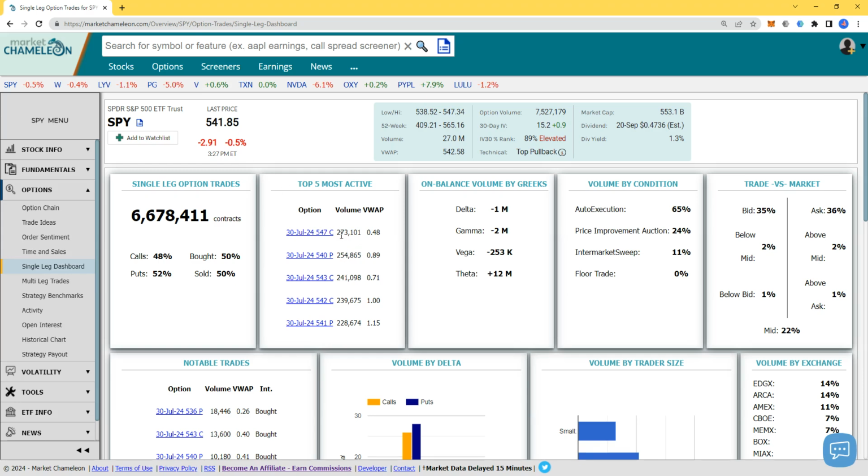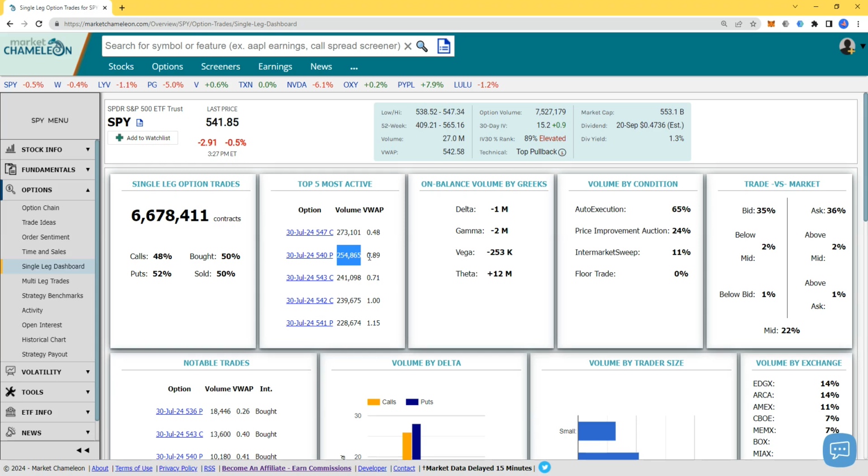And as long as SPY stays above 540, which is right here, in the next 20 minutes or so, you're fine. Again, whenever you check these different numbers, go to Market Chameleon. This could be an interesting spin on zero DTE.